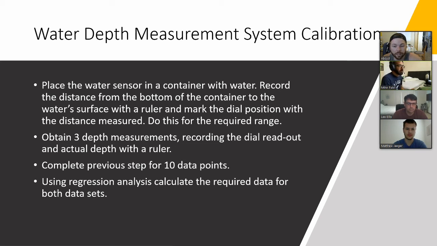Next, obtain 3 depth measurements, recording the dial readout and actual depth with a ruler. Then complete the previous step for 10 more data points. Finally, using regression analysis, calculate the required data for both data sets.